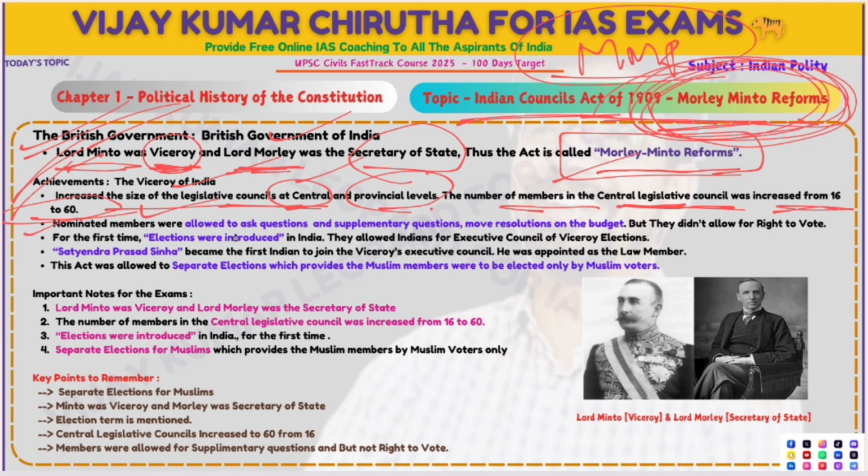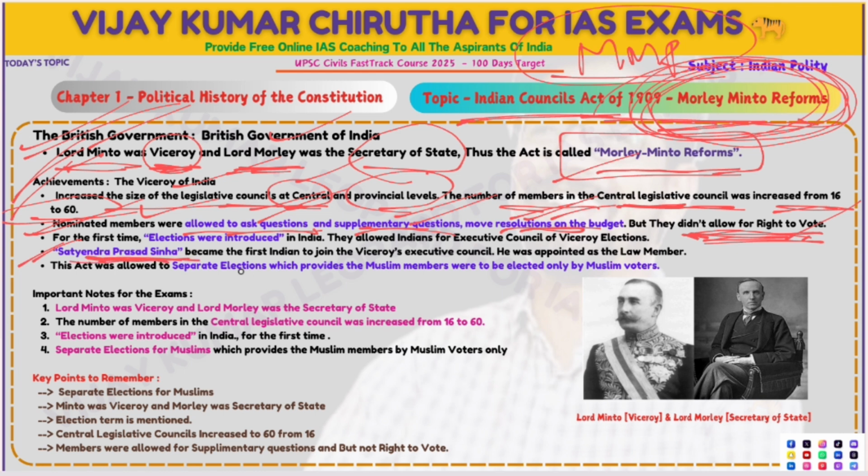The nominated members were allowed to ask questions, supplementary questions, and move resolutions on the budget. But one thing you should keep in mind: they were not given the right to vote, but they could ask questions, raise supplementary questions, and move resolutions on the budget.